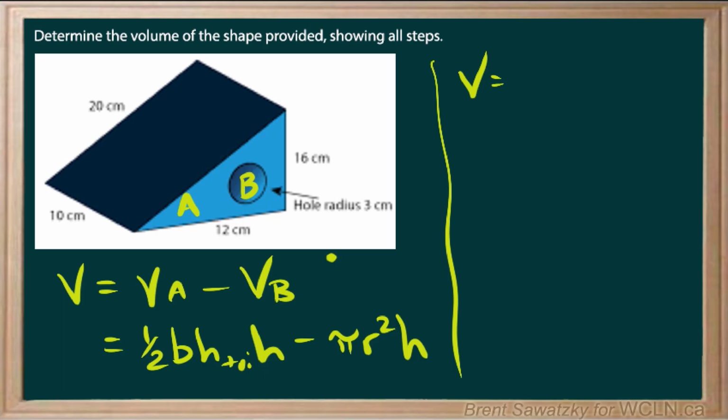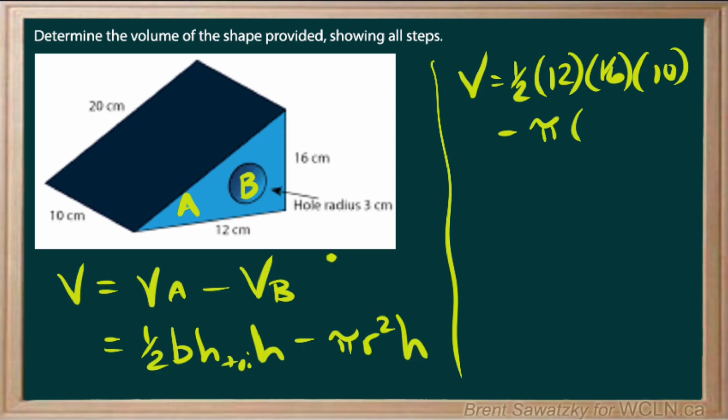We'll mark it up here. So that first one, we would have 1/2. The base there, we could say, is 12. And then the height, 16, we're given. And then the height of the actual prism would be 10. And then we're going to subtract. And here we are dealing with the cylinder there. So pi, the radius, we're told that the radius is 3, so 3 squared. And then it would have the same height, that is the 10 centimeters.